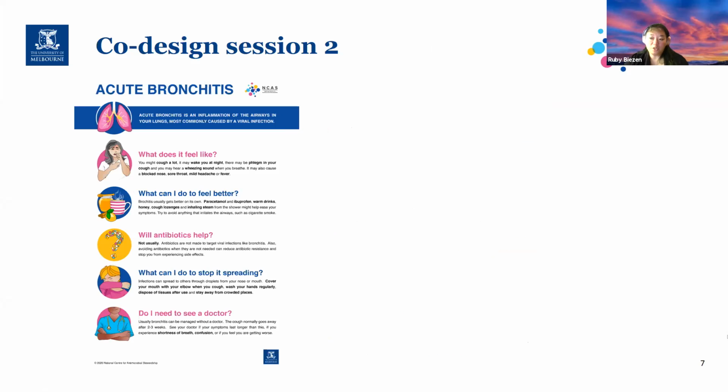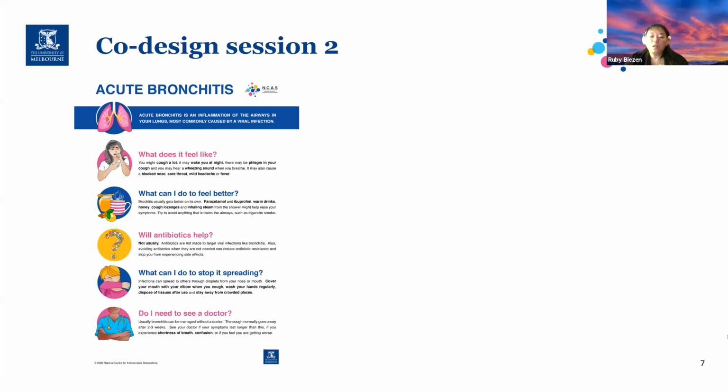So we took the information from the co-design session 1 and we went back to the drawing board, so to speak, and we mocked up some content information. We took this content to the content expert group. So this is a separate group of experts that consists of GPs, pharmacists, nurses, and microbiologists.